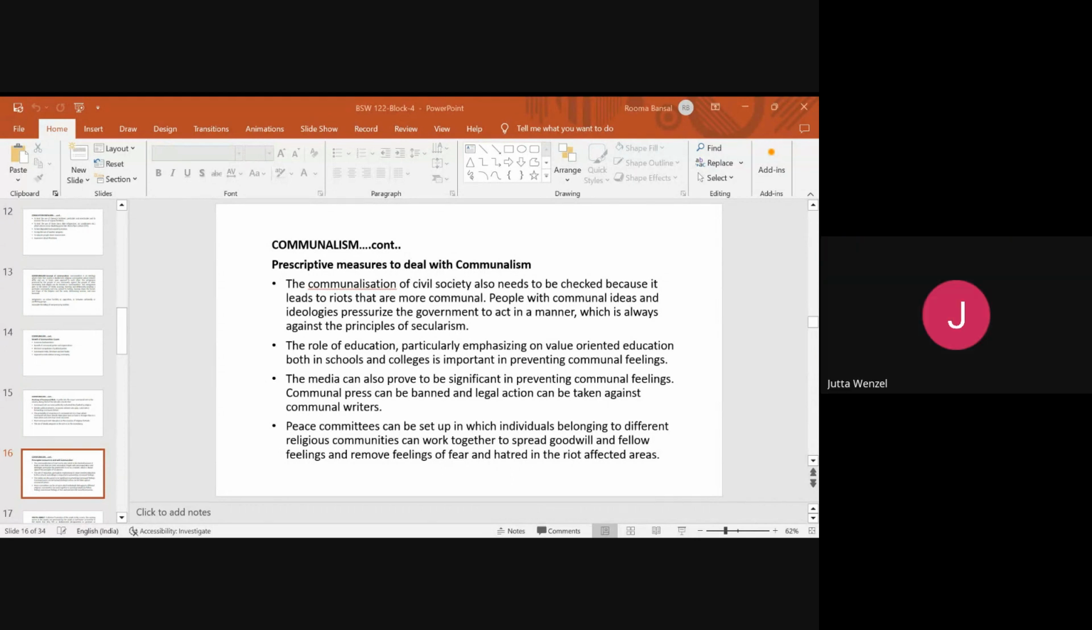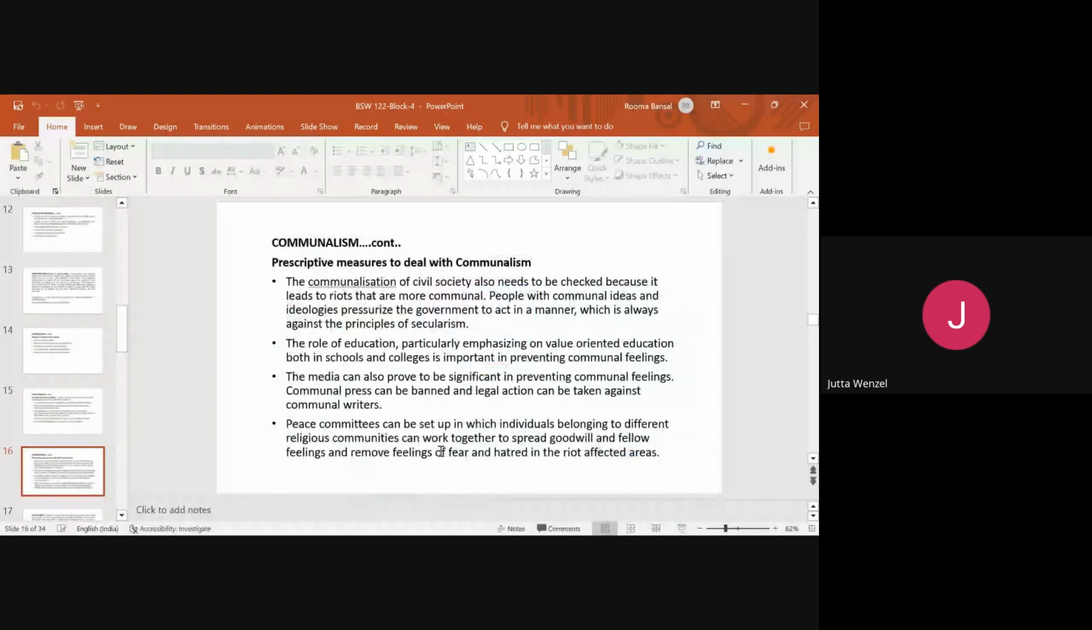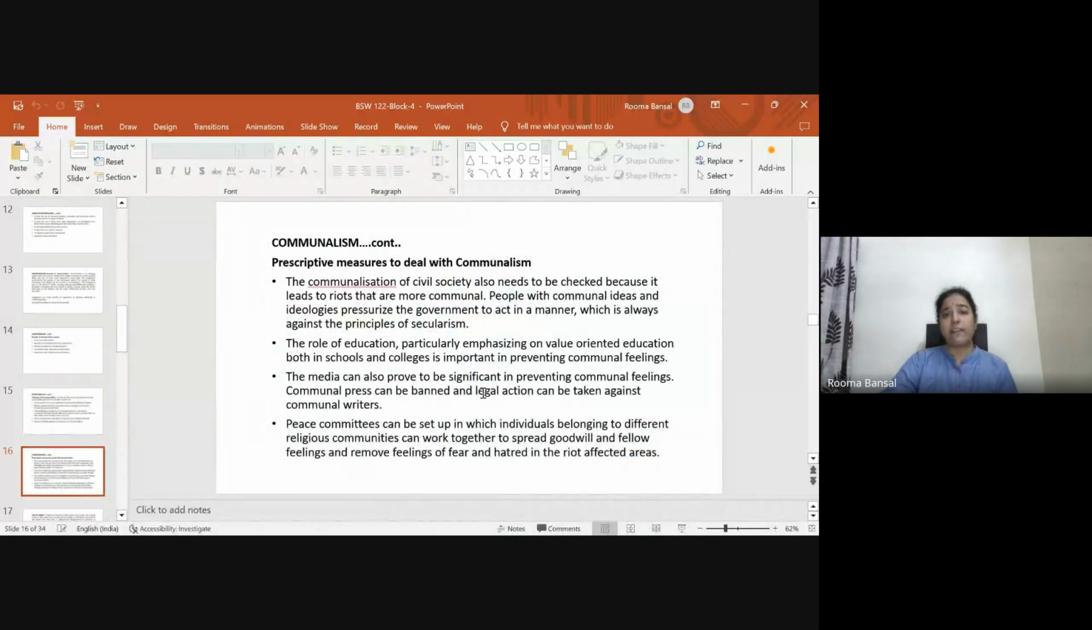Okay, I get it. For example, like now, the Israel and Gaza conflict at the border. Yes, Gaza conflicts. Yes. This is a true example of communalism.